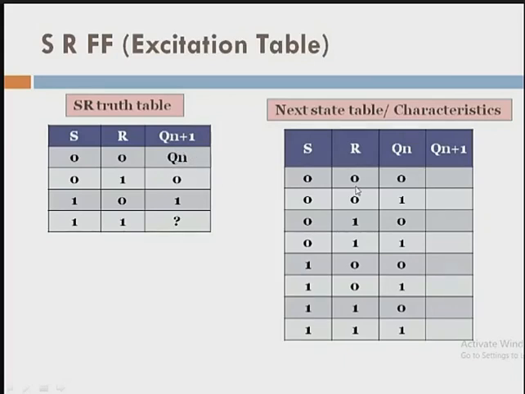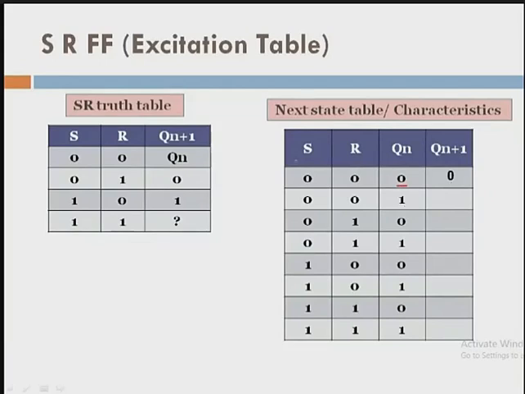Now for here, that's why the Qn plus 1 value is 0. How is it 0? Because when you consider the SR value, when the SR value is 0, 0, your output value, that is Qn plus 1, depends on the Qn, and in this combination the Qn value is 0. That's why your output is considered as a 0.